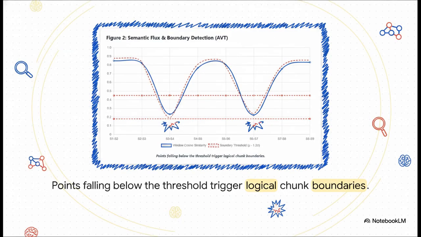And this visual just makes it so clear. The blue line is tracking the cosine similarity between sentences as we move through the text. The red dotted line, that's our dynamic threshold, calculated by that very formula. And look, every single time that blue line dips below the red, the algorithm says, aha, found a semantic valley. That's the perfect, most logical place to end one chunk and start the next one.